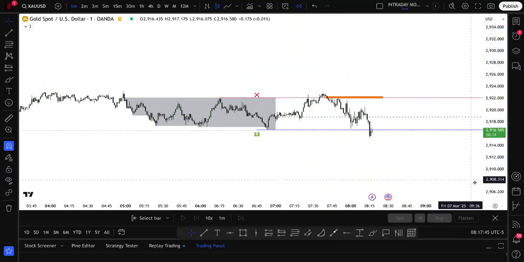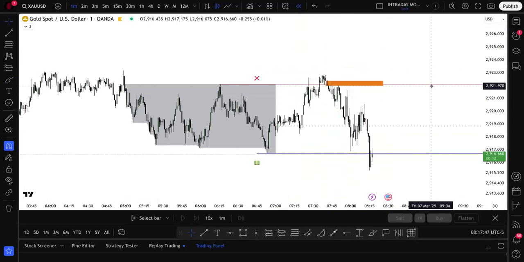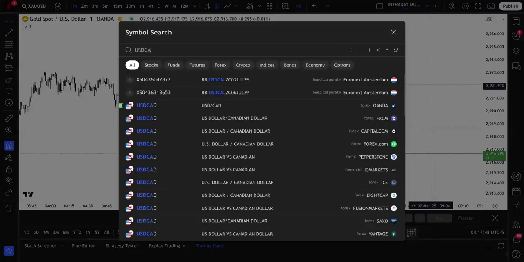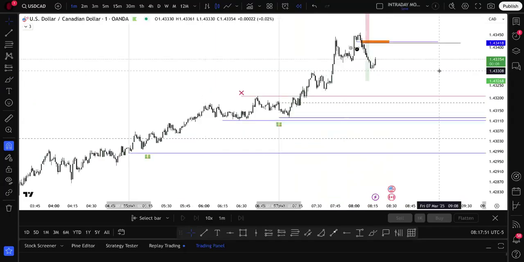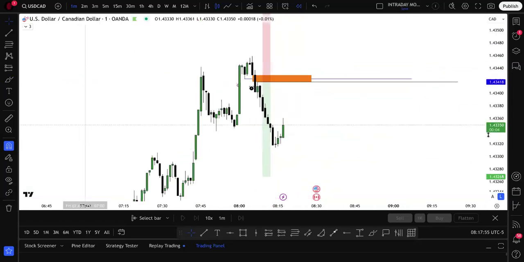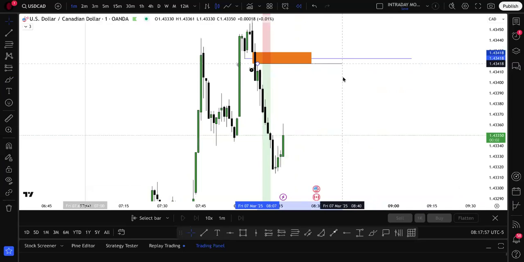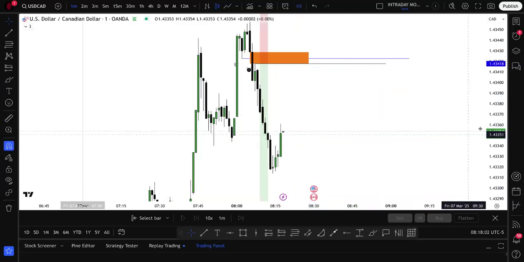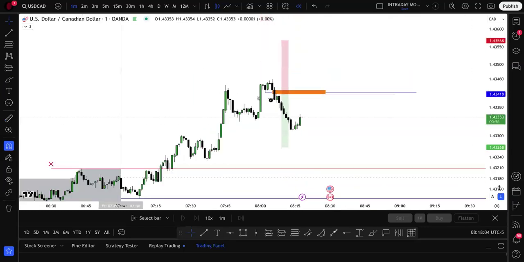We'll get rid of this off the chart because we're not really too concerned about that. Let's go back to UCAD. I didn't hear the alert go off, so we didn't get the entry yet. Really just don't need it to be that far. Probably going to touch it by 8:30. Almost could bet. I don't care what the news does either.